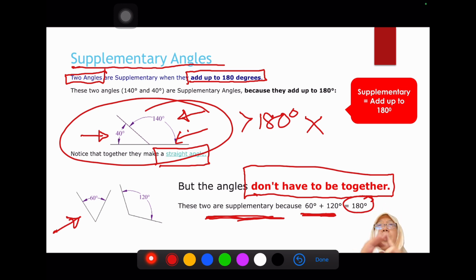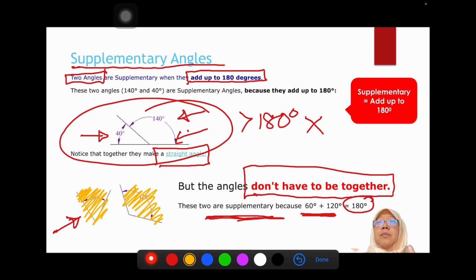You can have one piece of paper with many angles, and then ask them to find supplementary angles. They can use color pencils to color the angles that they think are supplementary. Like for this one, let's say I just use yellow. I color like this, and then color like this. So these are supplementary angles.